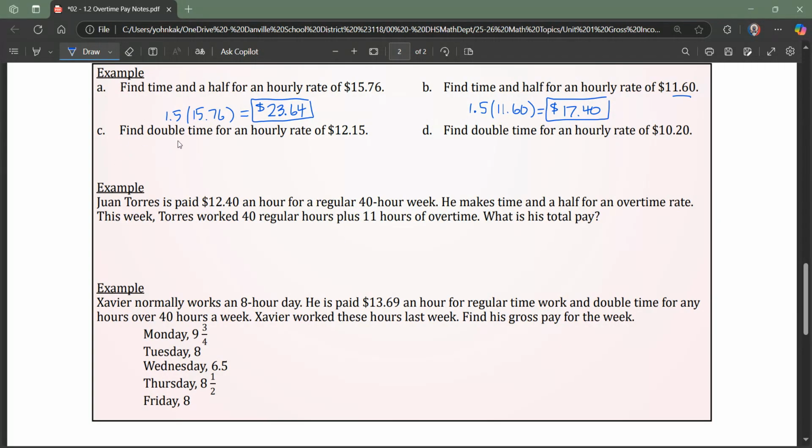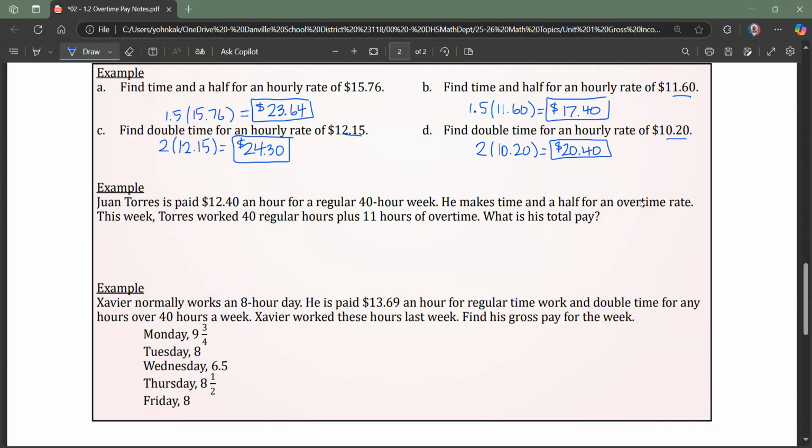All right, letter C, find double time for an hourly rate of $12.15. Double time is the number 2 times $12.15. This is going to give us $24.30 an hour. And finally, letter D, find double time for an hourly rate of $10.20. Double time is the number 2, multiplied by $10.20. This gives us an hourly rate of $20.40.